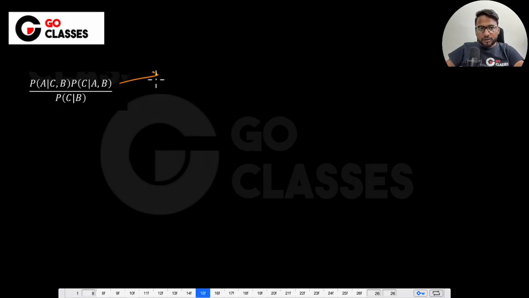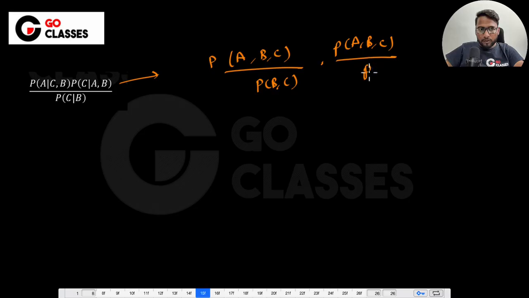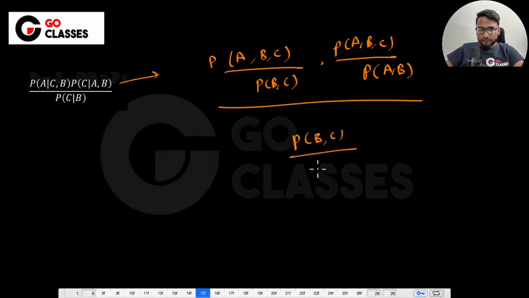Let's just check it. So this particular thing is probability of A comma B comma C upon probability of B comma C into probability of A comma B comma C upon probability of A comma B, divided by probability of B comma C upon probability of B. This should be equal to probability of A given B, which means probability of A comma B upon probability of B. Actually, I don't think there is any sense in solving it, or I don't know if we can even solve it or not, because it doesn't seem that we have anything out of here, right?